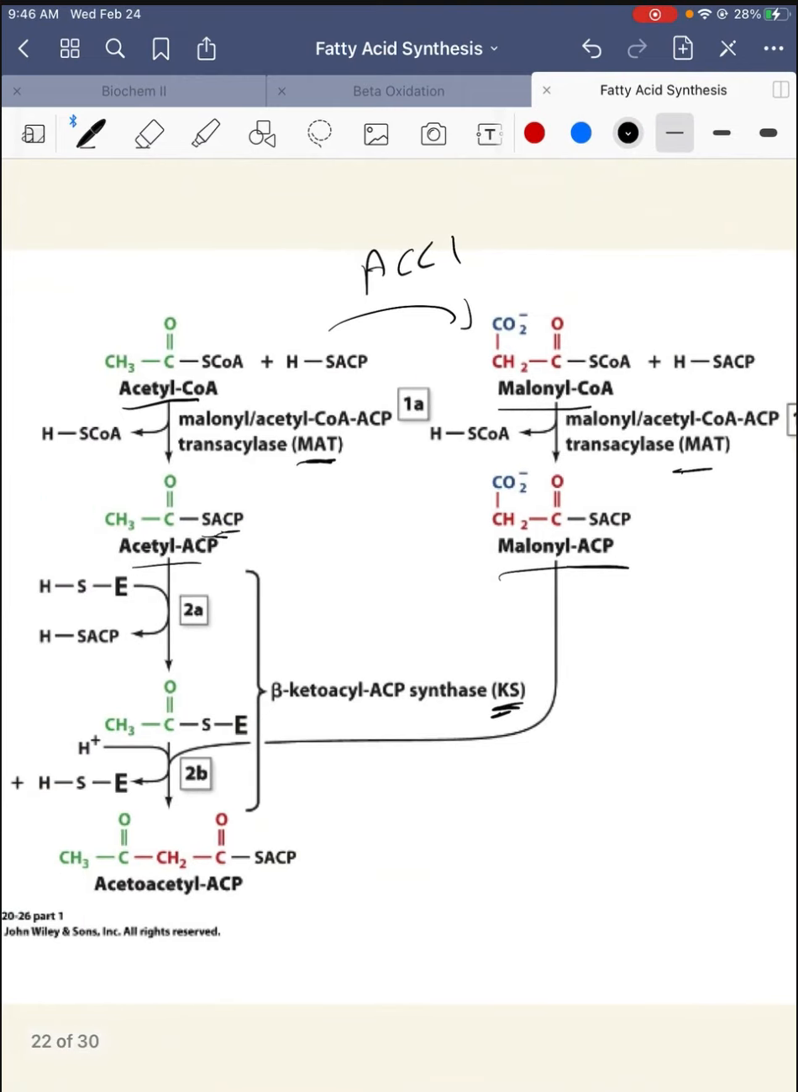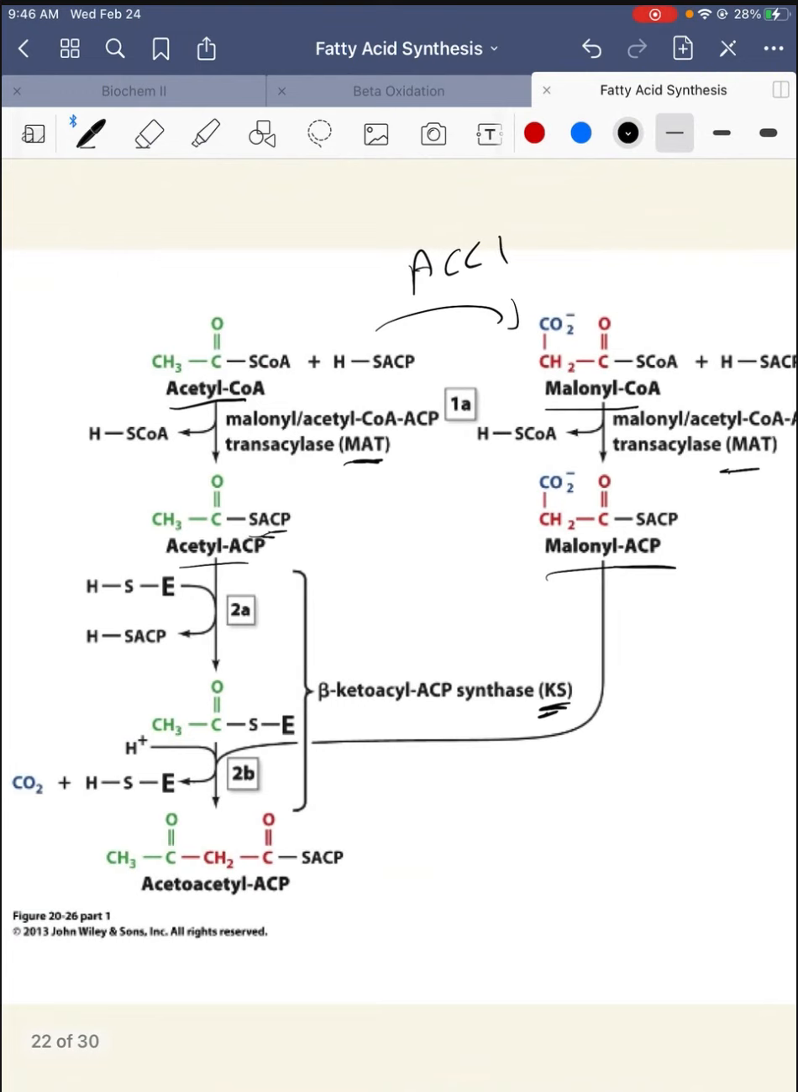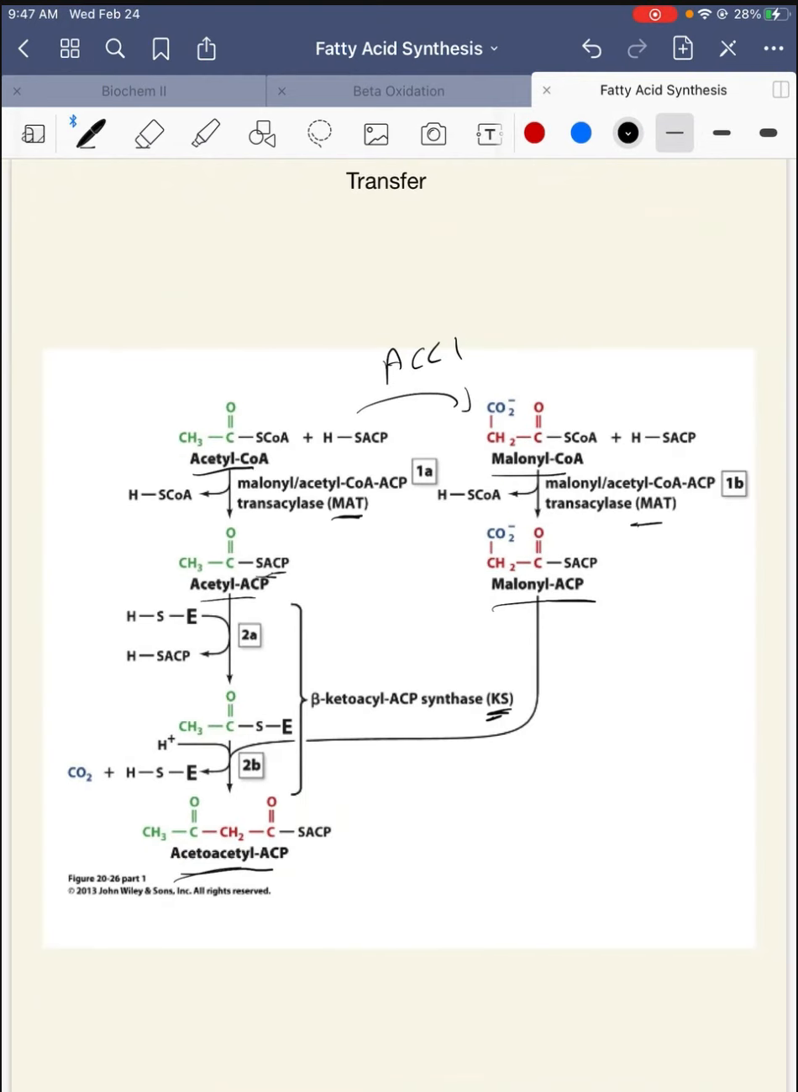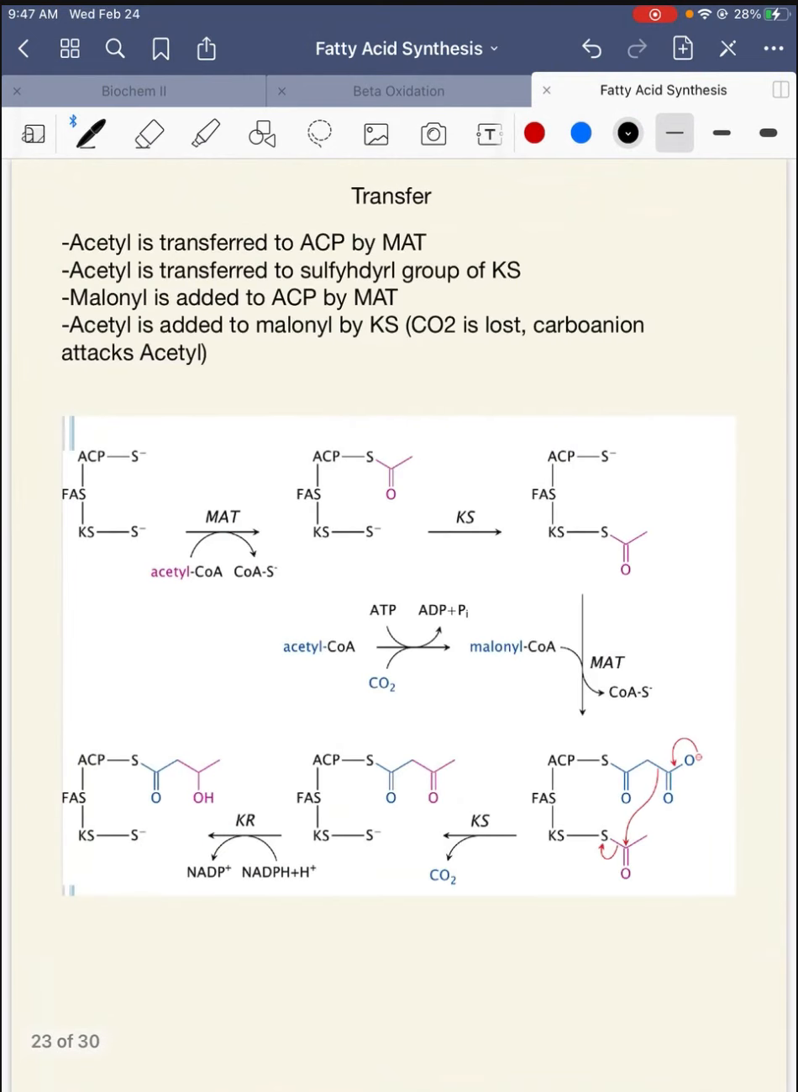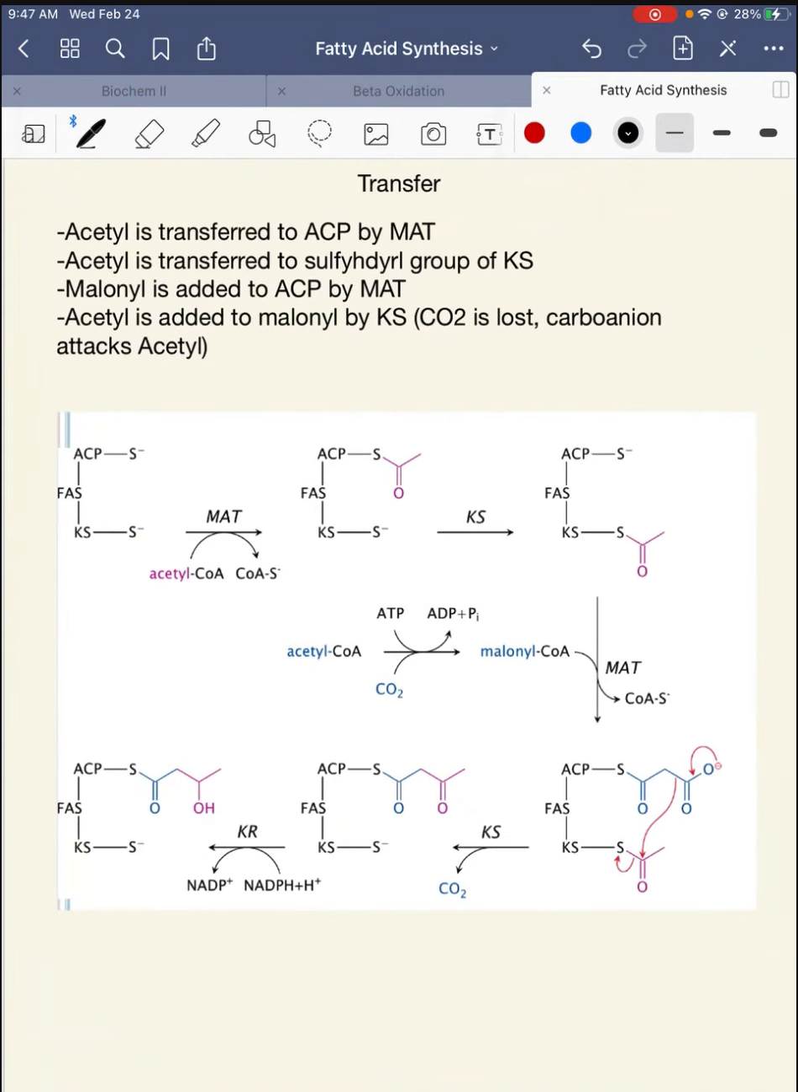And then malonyl-CoA attacks acetyl-CoA, and then you get your first acetoacetyl-ACP, which is the first product of the transfer stage. Okay, so I don't like that view. I like this one more. This is easier to understand.